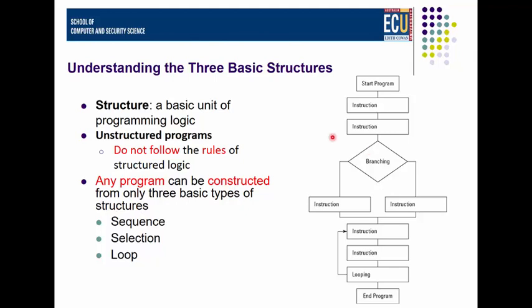On this figure on the right side, we can see that sequence is basically a set of instructions that will get executed one after another. Then branching is basically selection, so if statements, and then we have loops over here that basically repeat a certain set of instructions.